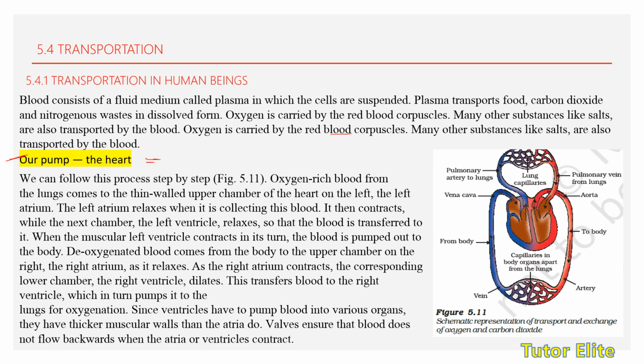Previously, we studied how blood is oxygenated. Since ventricles have to pump blood into various organs, they have thicker muscular walls than the atria do. Valves ensure that blood does not flow backwards when the atria or ventricles contract. Are you seeing this mechanism? Yes, oxygenated blood and deoxygenated blood. How it is coming from atrium and how it is going through ventricle. Yes, atria.